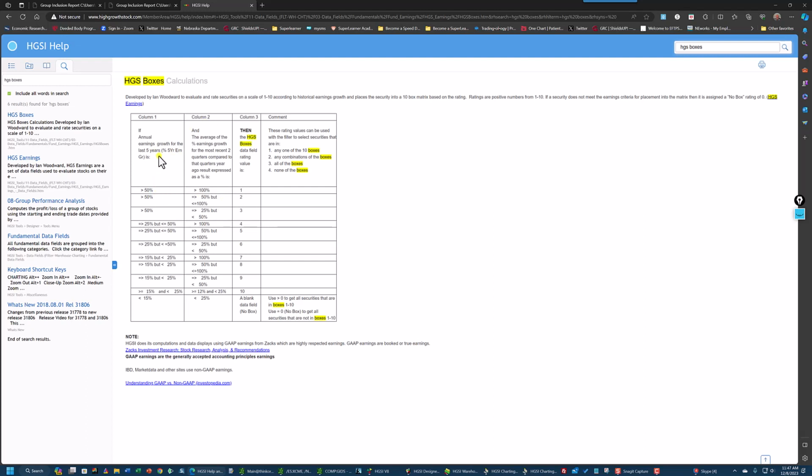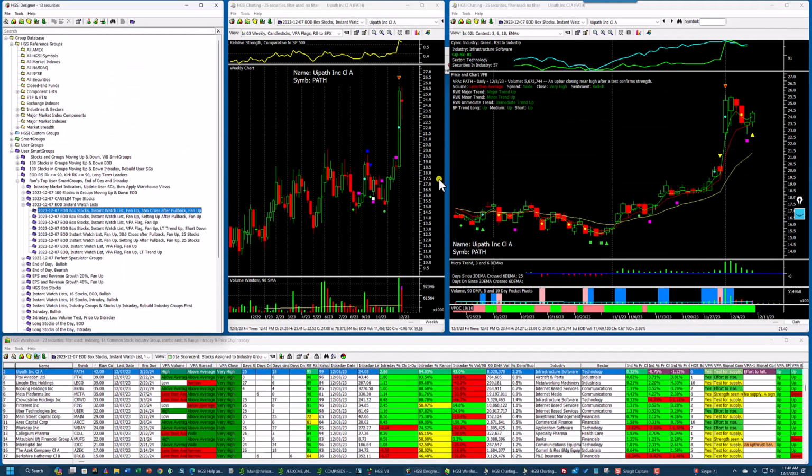A box 1 stock has an annual earnings growth for the last 5 years of greater than 50%, and the average of the earnings growth over the most recent 2 quarters compared to the quarters a year ago is greater than 100%, and so on. You can read this yourself. It'll make more sense to you. Just remember, though, that for box stocks, the lower the number 1 through 10, the greater the earnings consistency and growth. So in other words, I'm bringing fundamentals into my scans here.